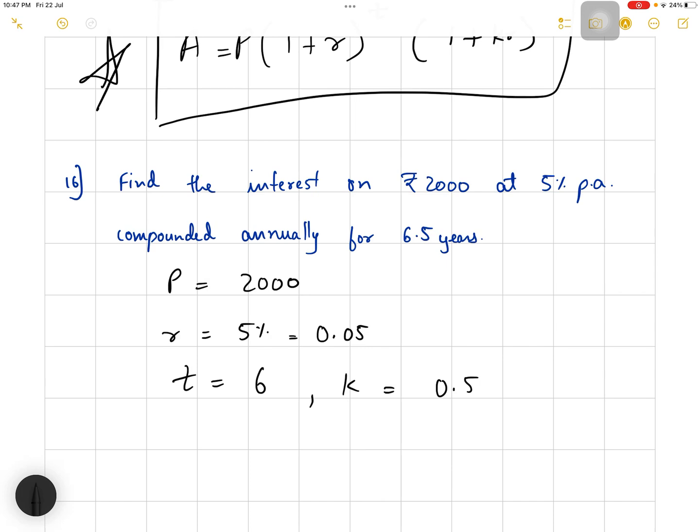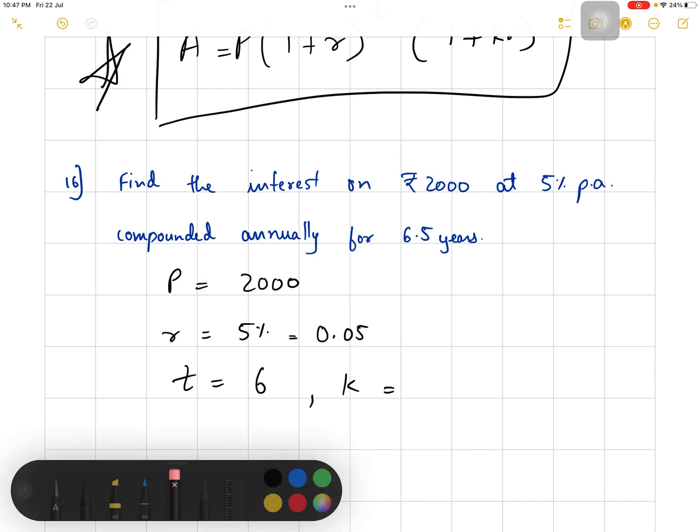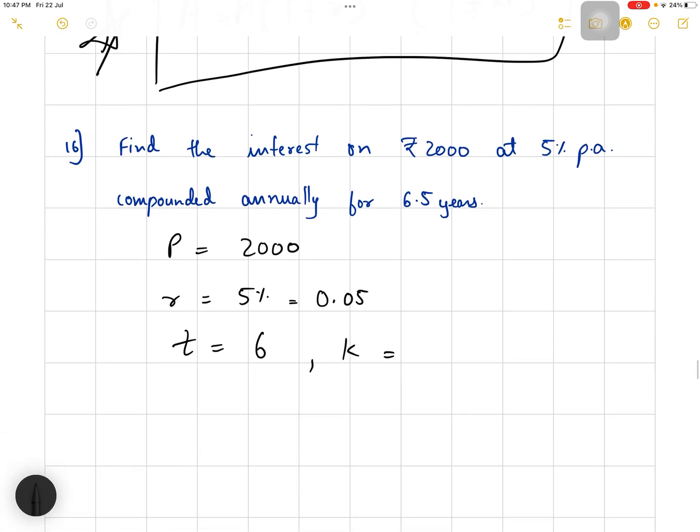Because it is in months, instead of writing 0.05, I can write 0.05 also. But suppose in the exam it's given 6 years 7 months, many students tend to write 0.7. Okay, K is equal to 0.7, which is wrong. So 6.5 years means 6 years and 6 months, right? 0.5 means 6 months, correct?